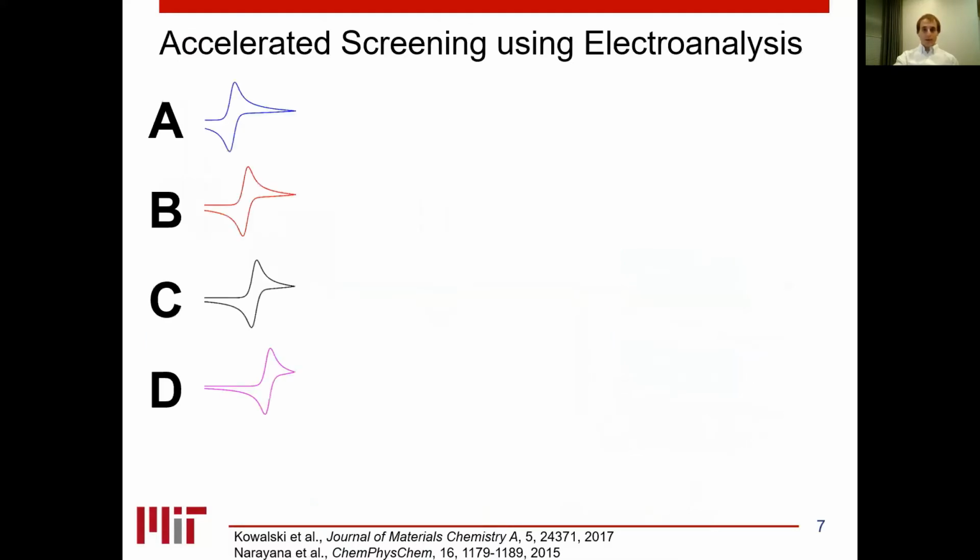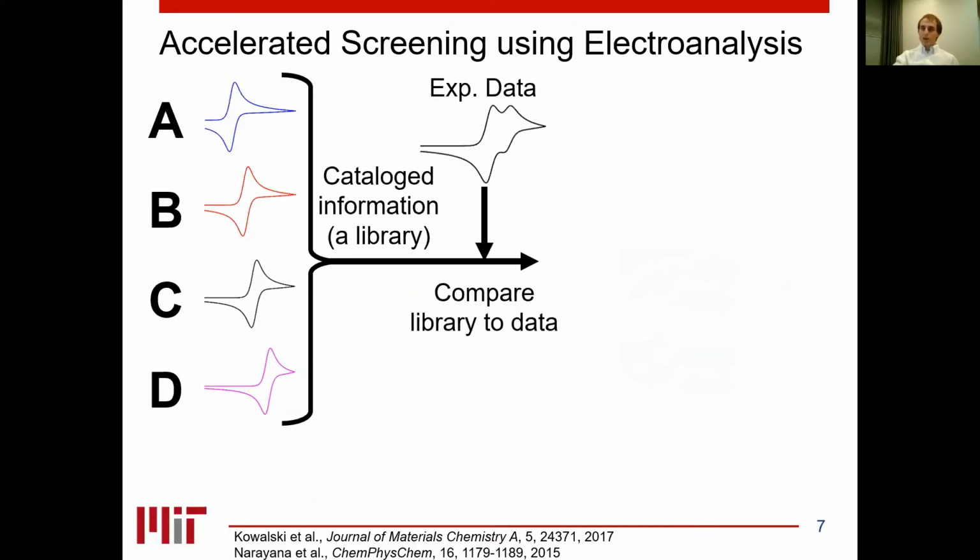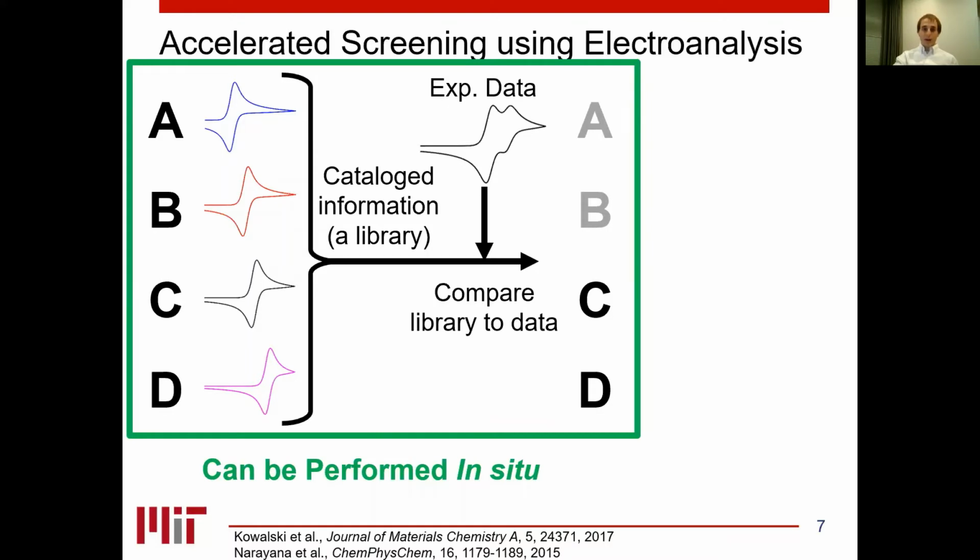If we revisit these 4 compounds, and let's say that these 4 compounds are electrochemically active, each compound will have a characteristic signal. Now, information from this signal can be cataloged into a library, which in turn can be compared to experimental data. And through this comparison, certain compounds may be eliminated from contention. It is important to take a second here to note that all of this can be performed either experimentally in situ and with the help of computation.